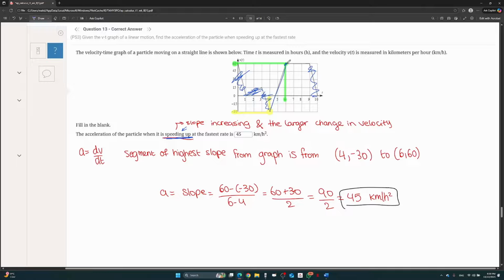How do you calculate it? It's just the slope of the line. So 60 minus y naught, which is minus 30, over from 6 till 4, so that's 2. So you get 90 over 2, which is 45. So easy.